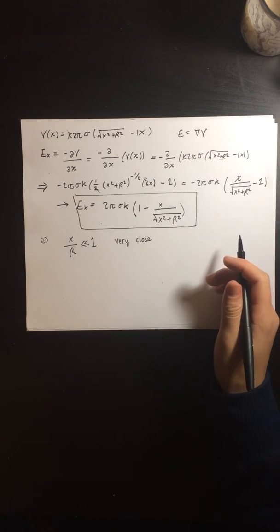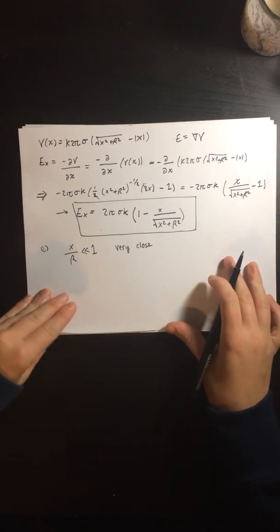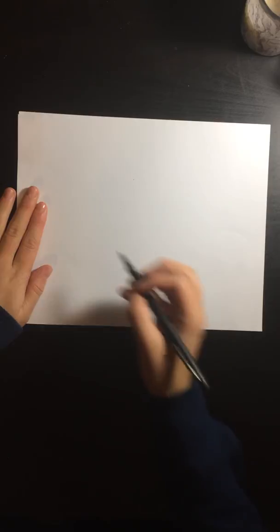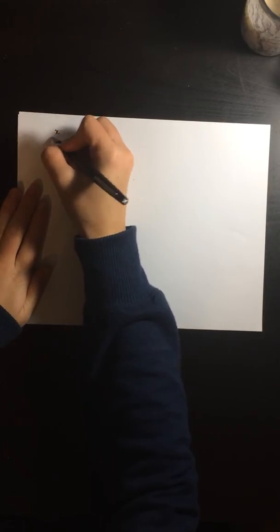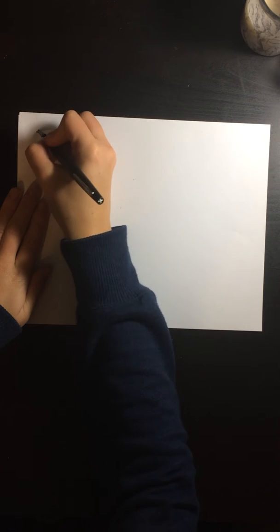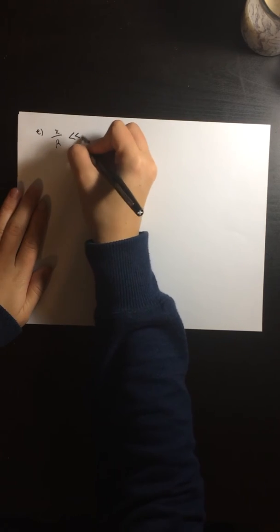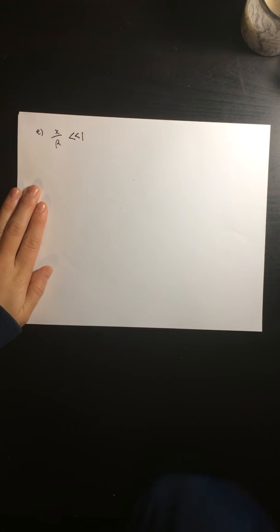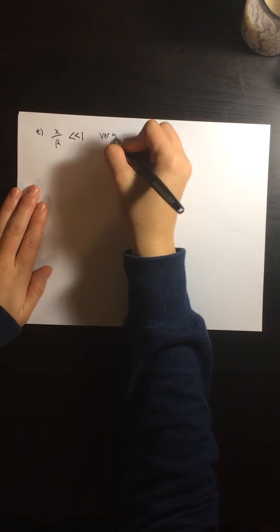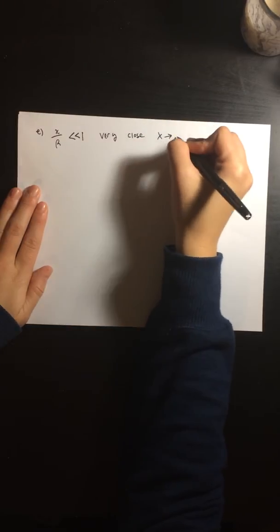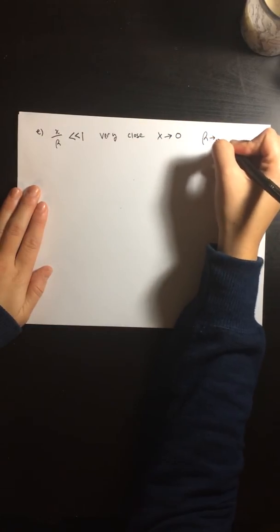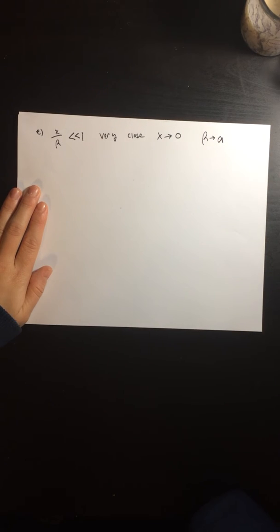So this is kind of complicated. Actually, let's do it on a new page, because I don't want to run out of space and then have to change the page in the middle. So this is E: x over r is much, much less than 1, very close. Basically, x is approaching 0, r is approaching infinity, and that is what is happening.